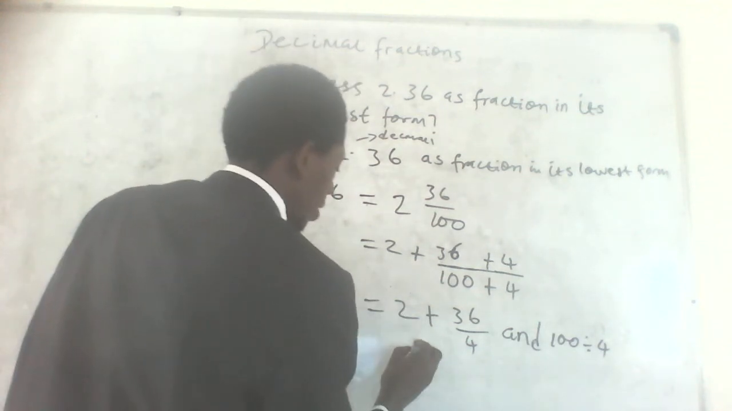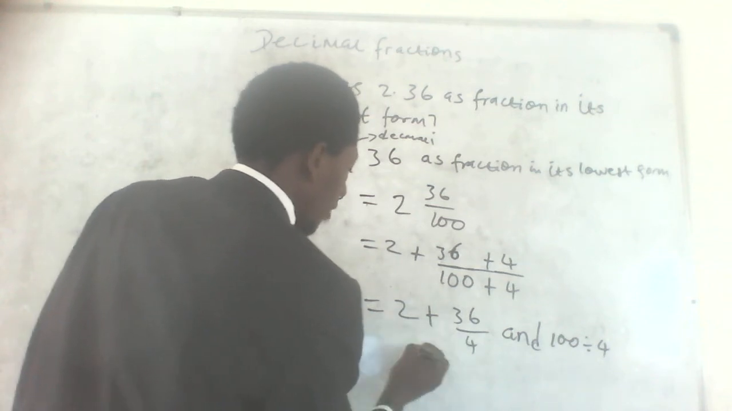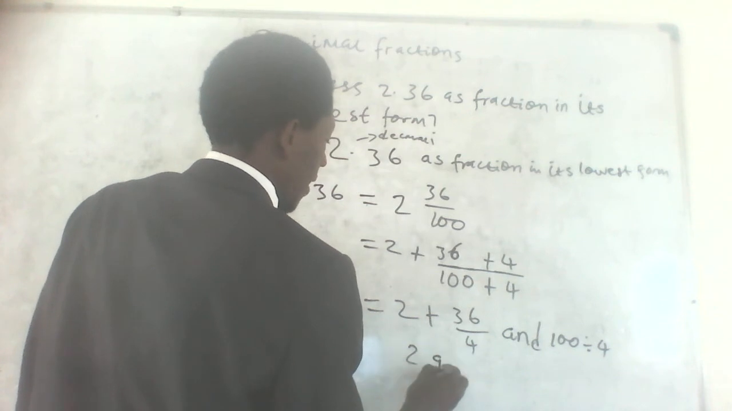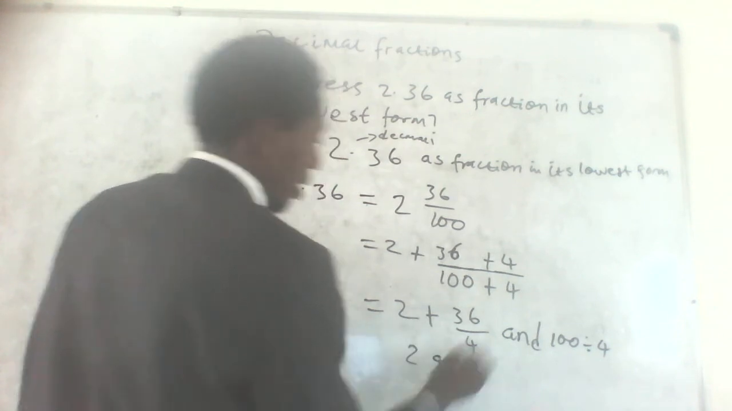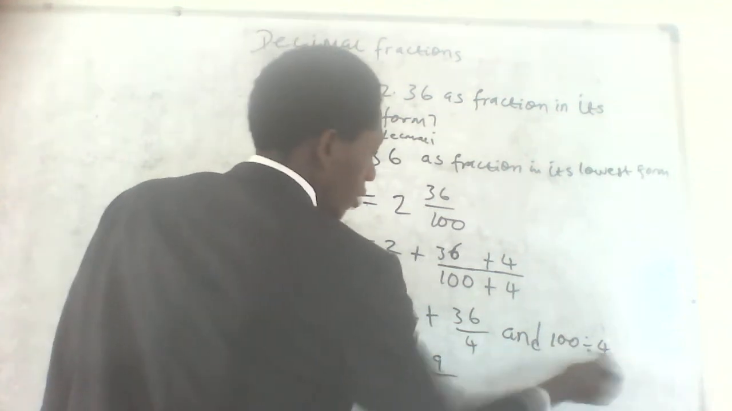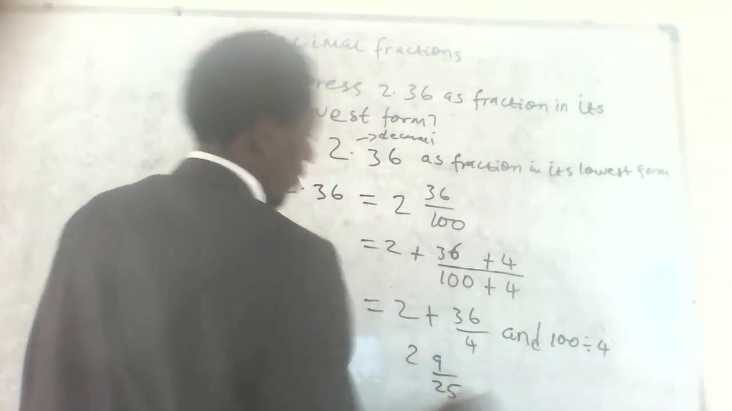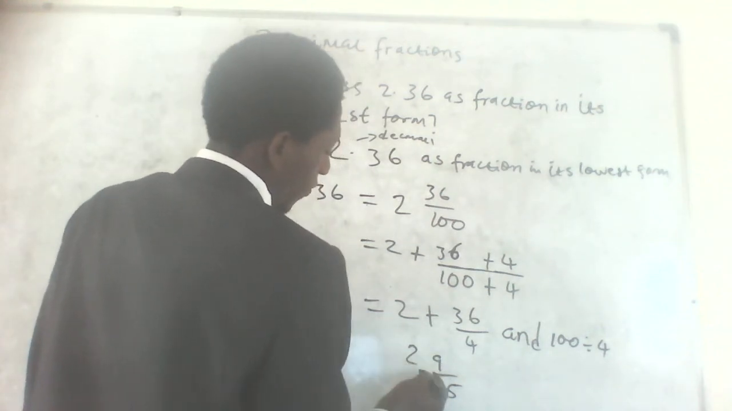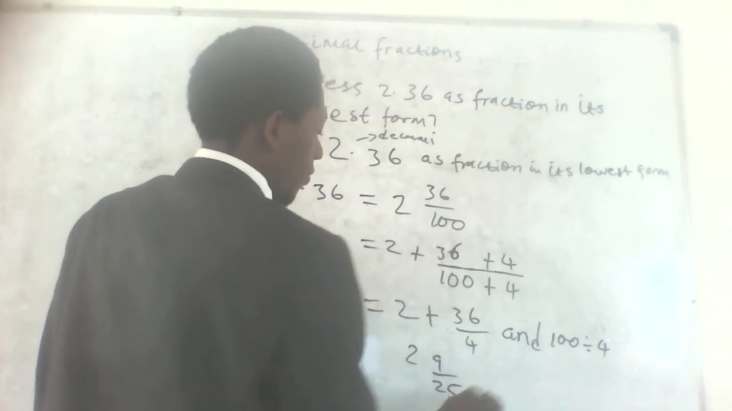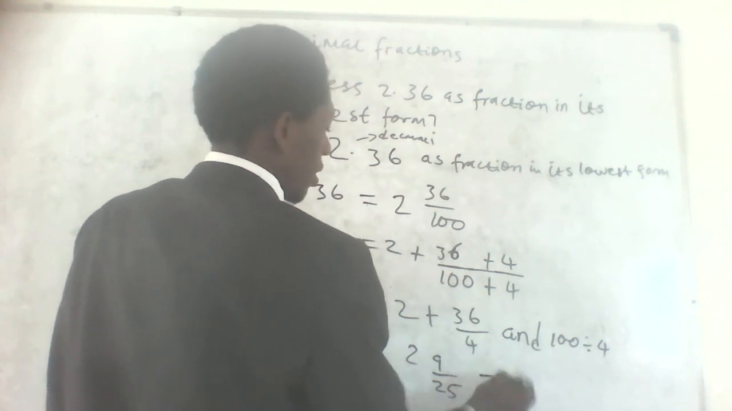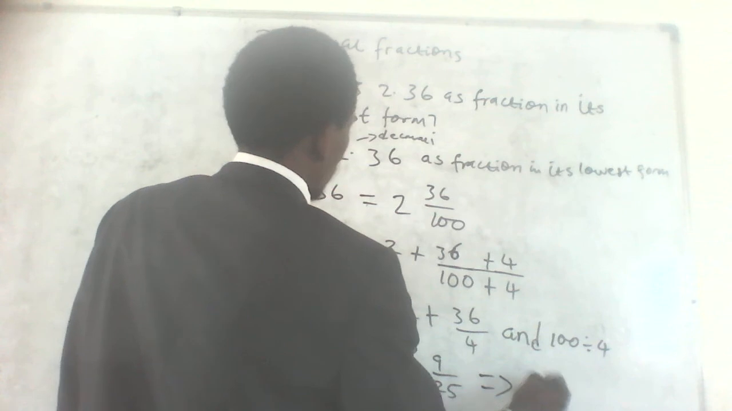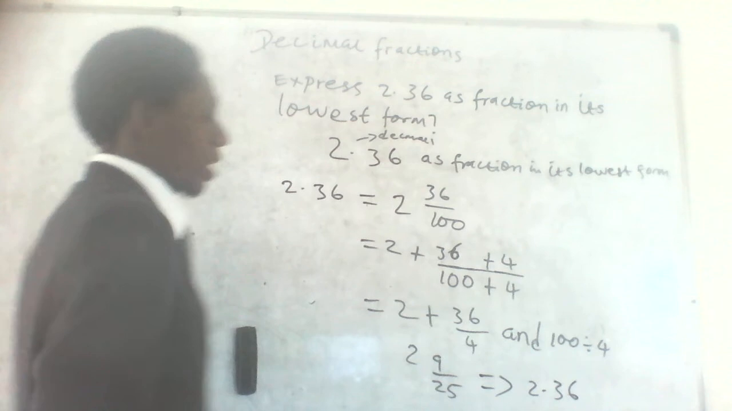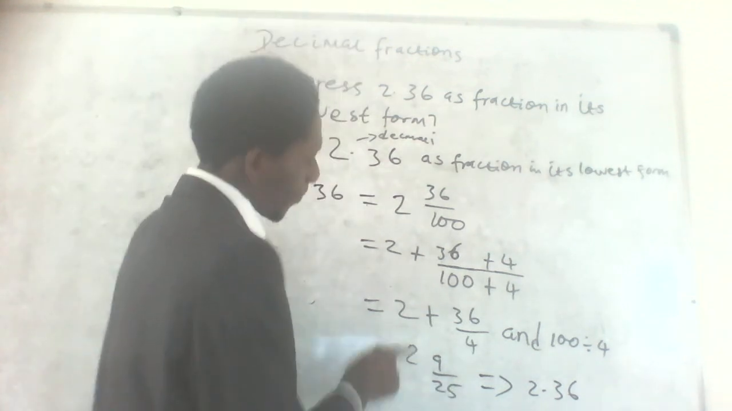So what I'm saying is that if 36 divided by 4, I'm going to have 9. And then 100 divided by 4, I will have 25. And this will be our final answer. I will have two whole number, 9 over 25, which is the same as 2.36 if we express in lowest form.